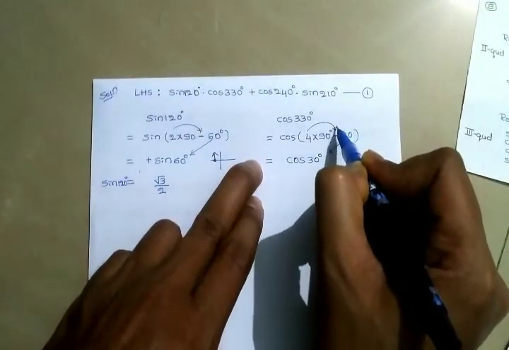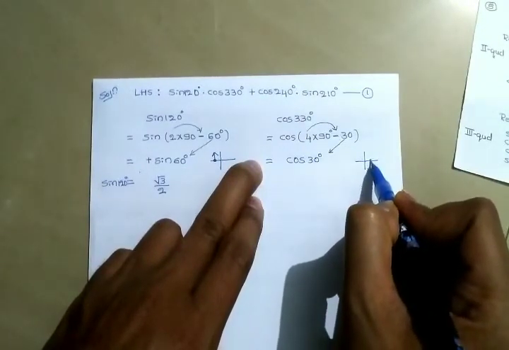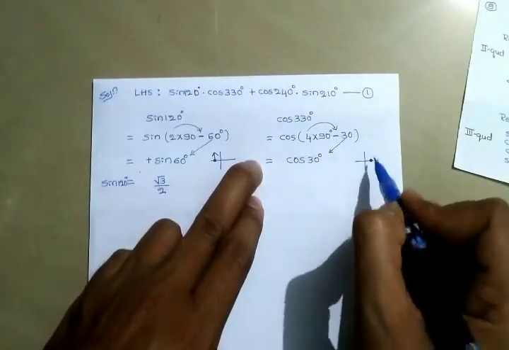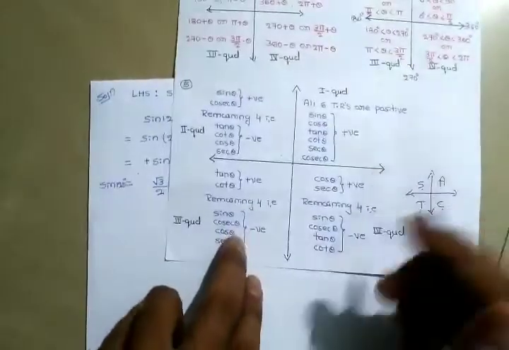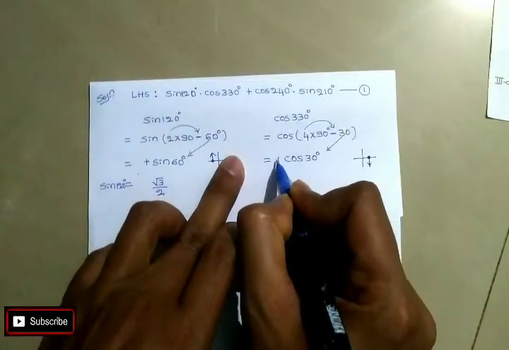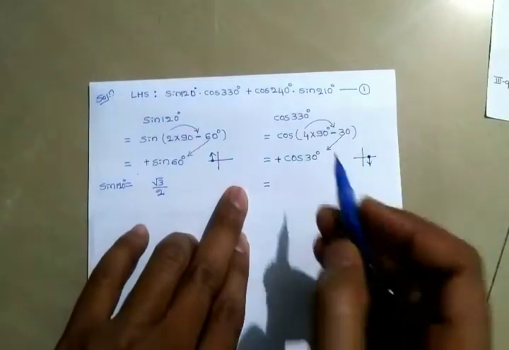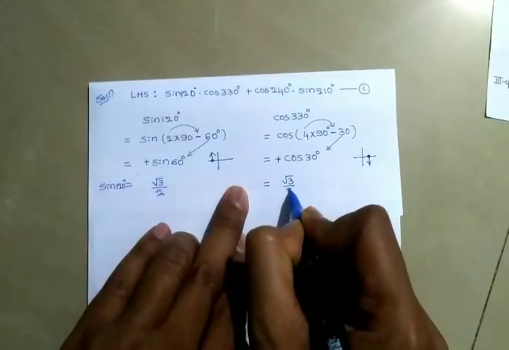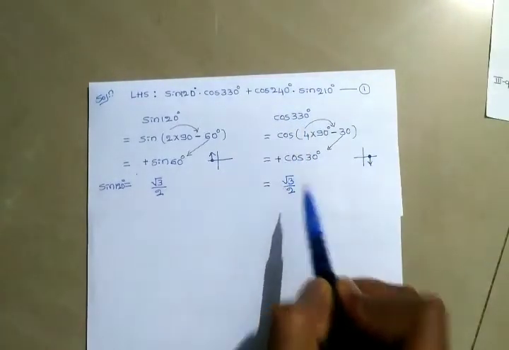Next, here 4 minus is there, so draw plus. Start with 0: 0, 1, 2, 3. 4 means 360 degree. But 330 means minus, which means the previous quadrant. Which quadrant will it come in? Fourth quadrant again. In the fourth quadrant, cos is positive. Therefore I am going to mention plus sign. Next, see the trigonometric table. Cos 30 degree value is root 3 divided by 2. So we got cos 330 degree value as root 3 divided by 2.